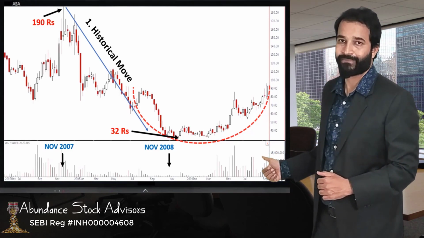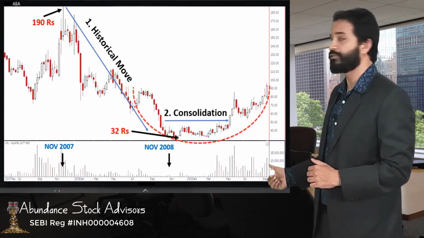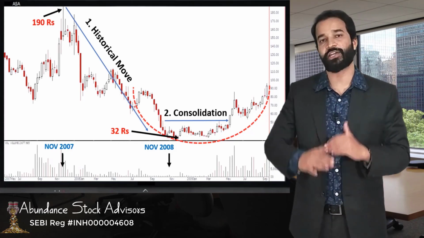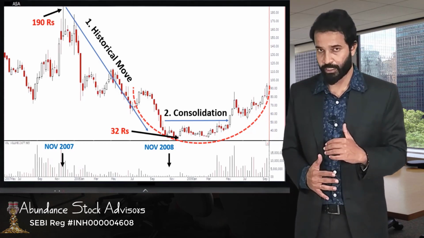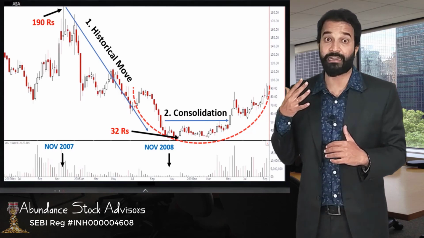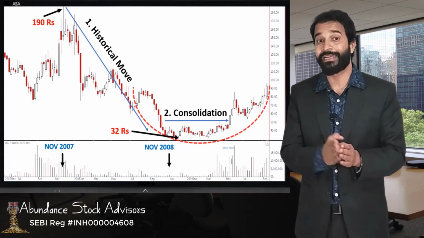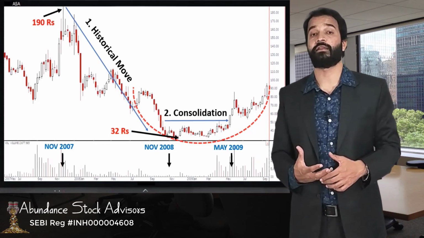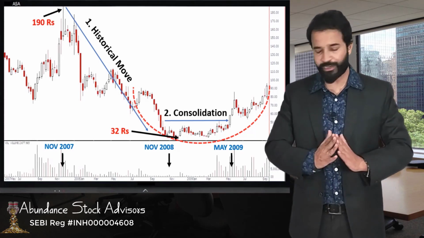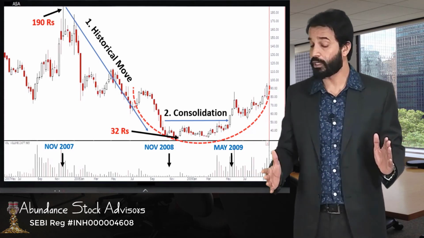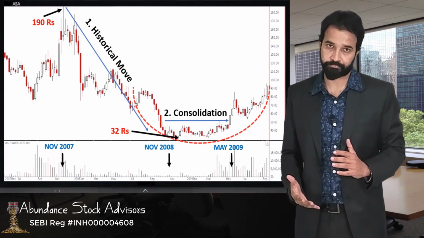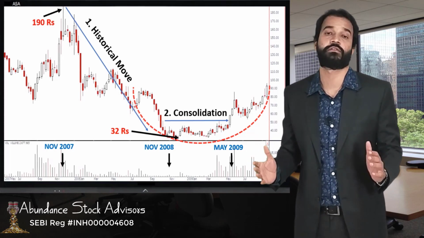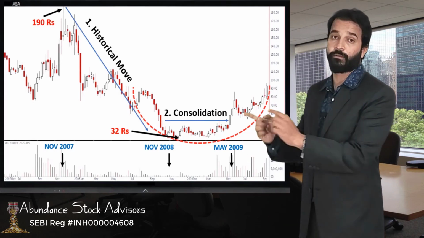The second element is the consolidation trail. After falling sharply, this stock got a little stable and it started consolidating between 30 to 45 rupees. This consolidation went on for like 8 months between November 2008 till May 2009. Now note that in a rounding bottom pattern, these consolidation periods are generally very long. Maybe 1 year, 2 years or even 5 to 8 years at times. So the stock of Mirza International, it consolidated for 8 years, starting 2008 till 2015.